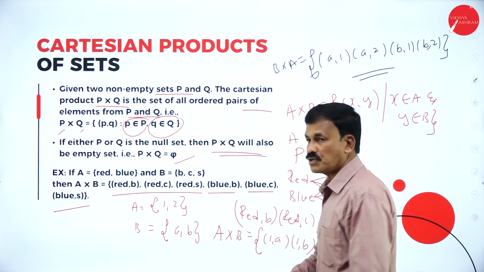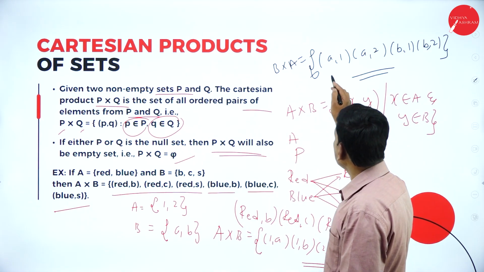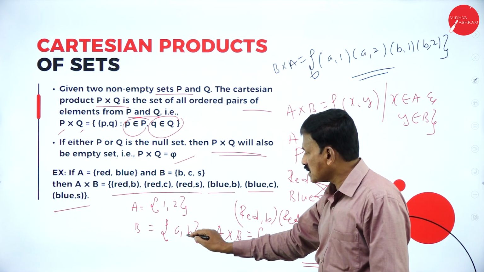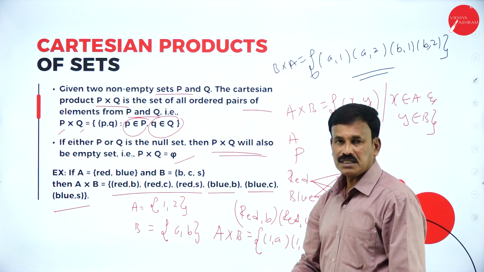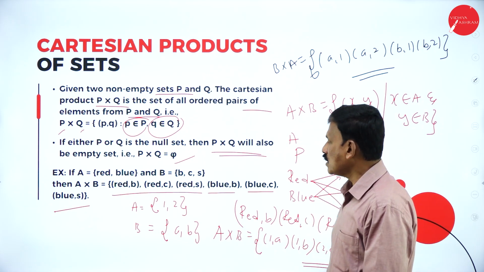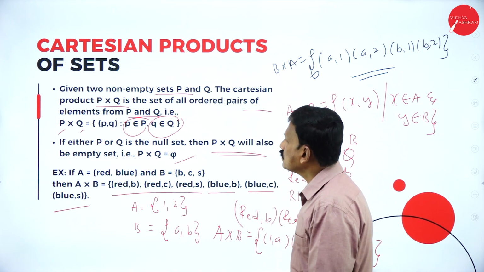This is the Cartesian product from B to A. So here the first elements are the elements of the set B and the second elements are the elements of the set A, right? A into B and B into A. Now let us take a problem like this.